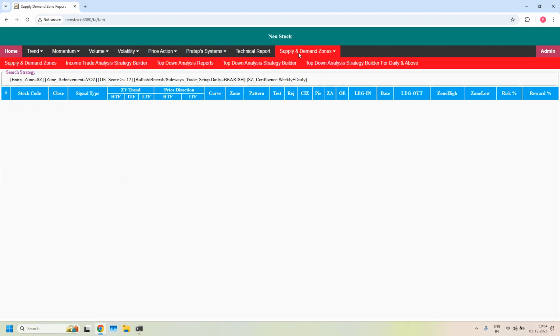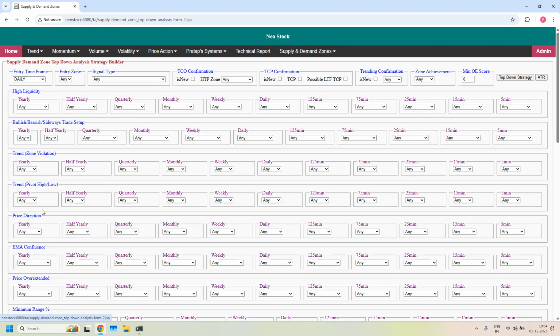Now I am going to the next reports, weekly income trade reports. Weekly income trade, sideways long trade setup, entry time frame zones are 75 minute demand zones. Entry time frame 75 minutes, I am selecting sideways long trade setup, and zone achievement violated, opposing zone, minimum odd enhancer score should be 11 for sideways, not 12, 11. And the 75 minute demand zone should not be pierced.